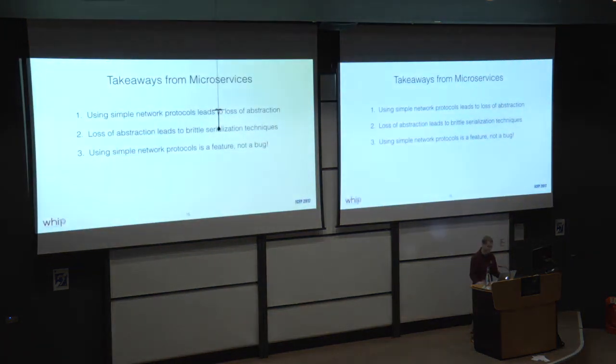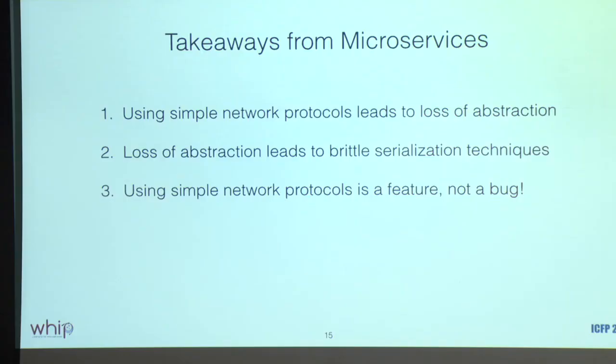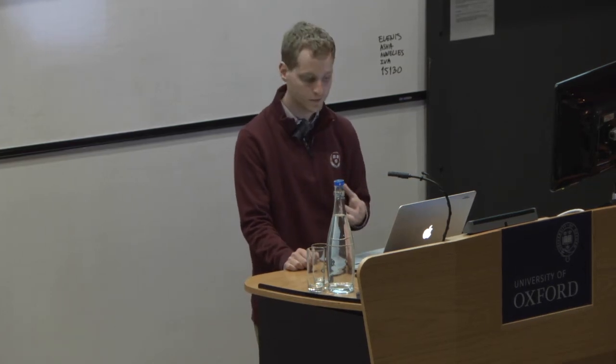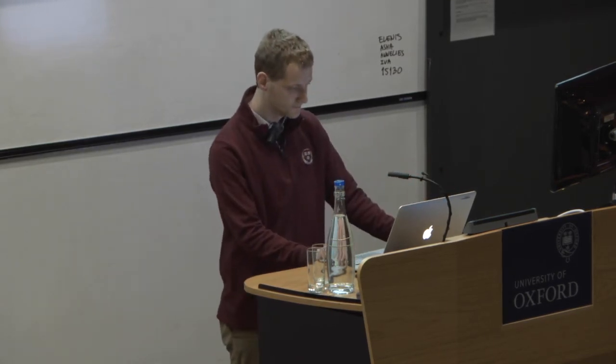So that's microservices. So the most important point I want you to take away from microservices is that using these simple network protocols leads to a loss of abstraction. And that loss of abstraction leads to brittle serialization techniques. But almost paradoxically, these simple network protocols are a feature, not a bug, of microservices. They really are at the heart of it; it's what enabled companies to write these large-scale applications. So like it or not, the simple network protocols are here to stay, and we have to deal with them.